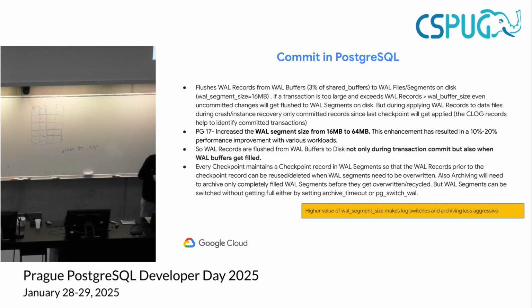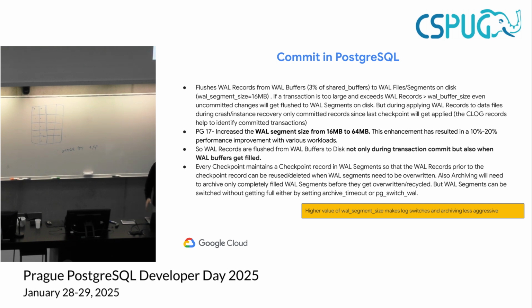Here I want to talk about the WAL segment size, because in Postgres 16, the WAL segment size has been increased from 16 MB to 64 MB. In our tests in our labs at Google, we have seen a performance improvement of 10 to 20% for various workloads with an increase in the WAL segment size, because a higher value of WAL segment size makes your log switches and archiving less aggressive.